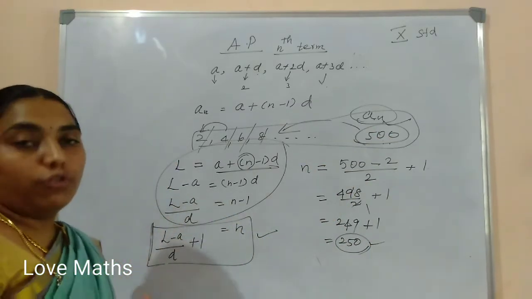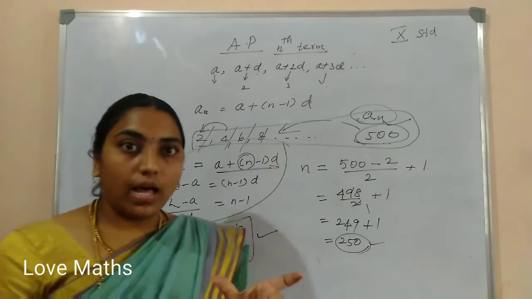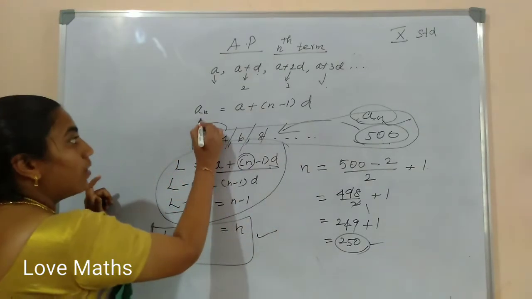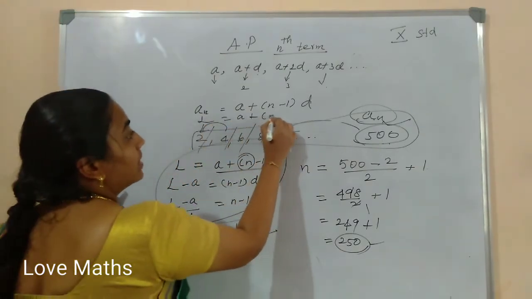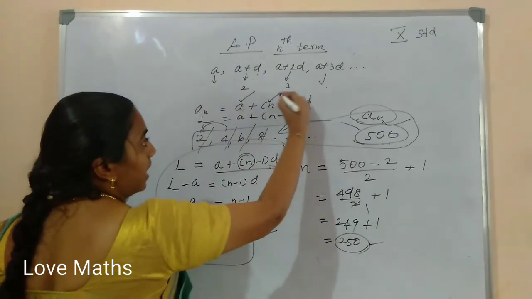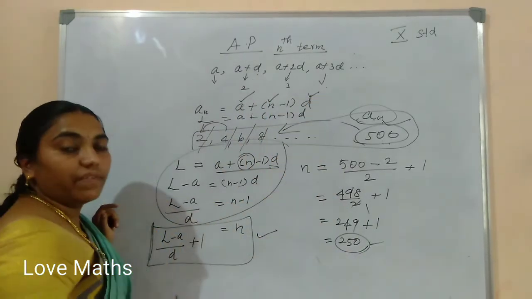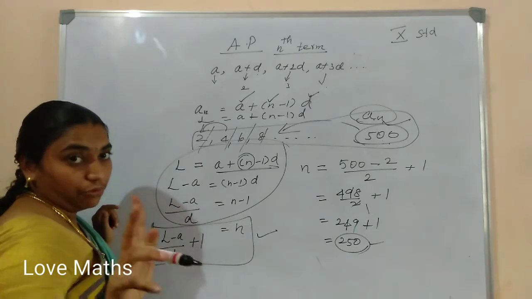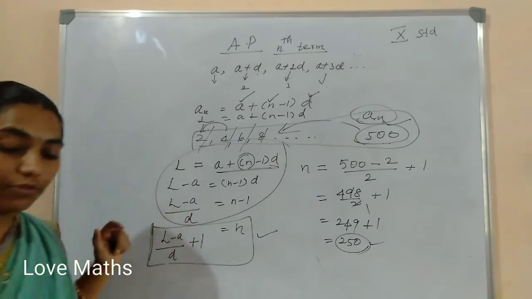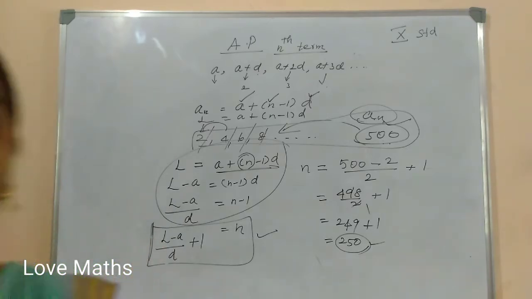Like that you want to find out. Only the one formula: An is equal to, or L is equal to, a plus n minus 1 into d. Here what are the variables? a, n, d. Of these three variables, they will give any two. You should find out the other one. That's all. Is it clear? Shall I do some example sums now?